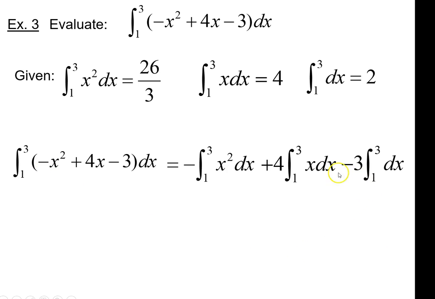And then the last one, same thing. 3 times 1, of course, pull the 3 to the front. Now look what you have. You have the integral of x squared from 1 to 3. That's given to you right here. So you're going to substitute 26 thirds. Same thing with the next integral. The integral of x from 1 to 3, they told you was 4. So you're going to substitute that in down here. And then the last one, that integral value is 2, so you're going to substitute that in. So we have negative 26 thirds plus 4 times 4 minus 3 times 2, which simplifies to 4 thirds.